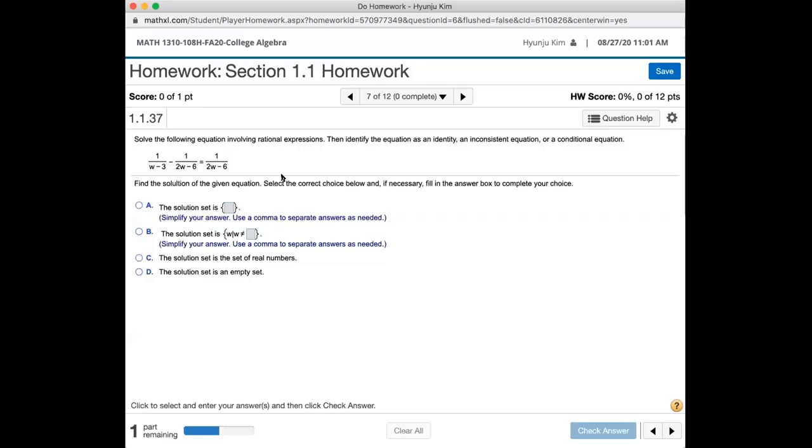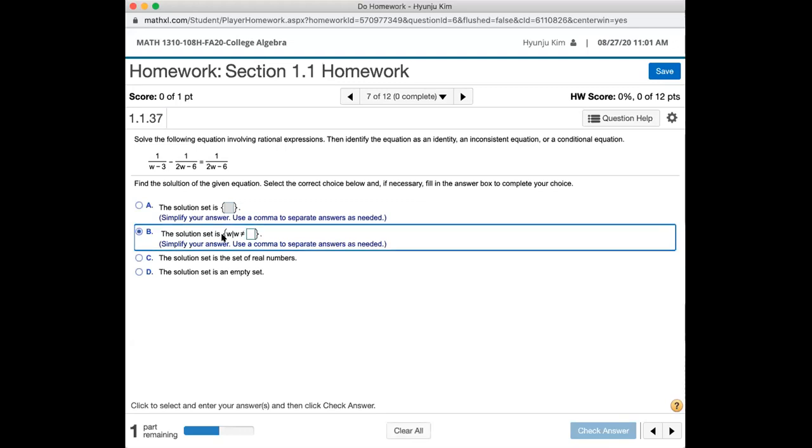Let me go back to the homework screen. So right here, what is the solution set? The solution set is, see here, the curly parenthesis, that is the set notation. We call this one a curly parenthesis, meaning the set of w and the vertical bar.